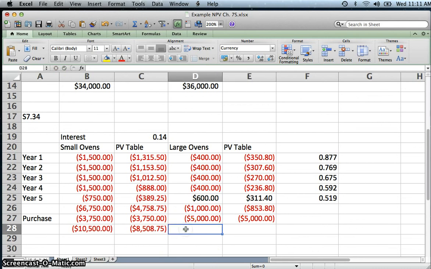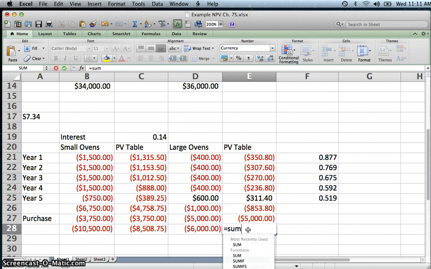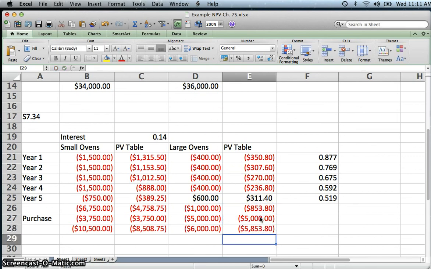And so we can sum. Without the time value of money it would have been 6,000. This is what we really want to know: what is it with the discounted amounts? And so we wind up with 5,853. Now, like I told you, this is a cost model, so we want the one with a lower net present value. And so we should go with the larger ovens, taking into account the time value of money. It is the cheaper option.